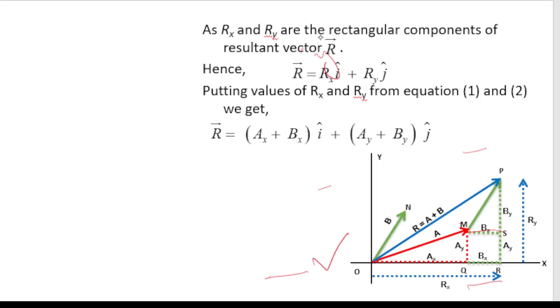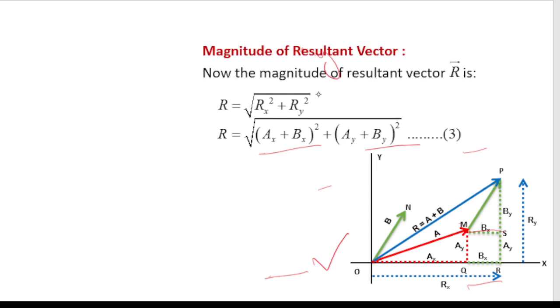As Rx and Ry are the rectangular components of resultant vector R, hence R is equal to Rx i plus Ry j. By using the value Rx is equal to Ax plus Bx and Ry is equal to Ay plus By j component. Magnitude of resultant vector R is equal to square root of Rx square plus Ry square. By using the value Rx is equal to this one and Ry is equal to this one.